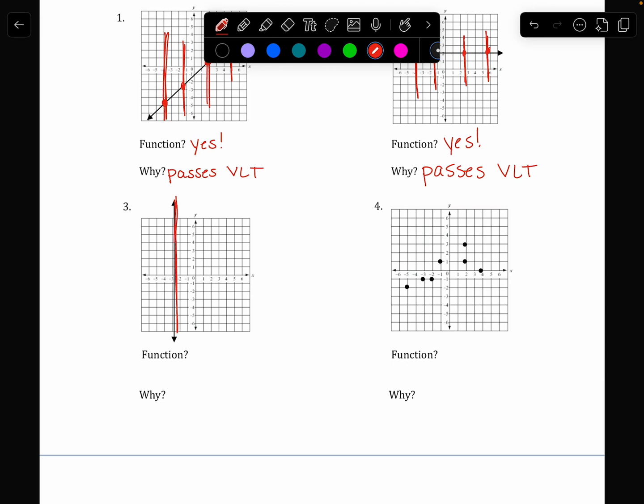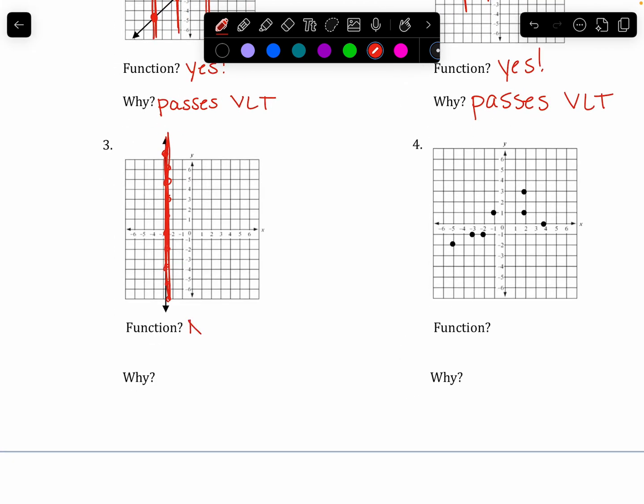What happens though if you have a vertical line? Well, vertical lines cannot pass the vertical line test because they are touching your graph an infinite number of times. That is bad. So this is not a function. It fails the vertical line test. Vertical lines will not be functions. They can't be functions.